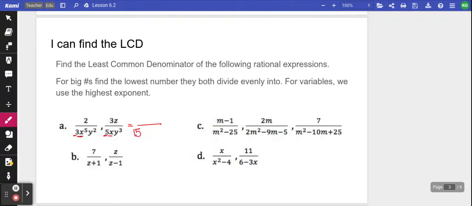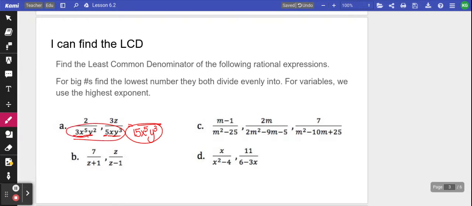X to the 5th and x to the 1st, I'd need to make them both x to the 5th. And y to the 1st, y to the 3rd, they would both need to be y to the 3rd. So that would be my least common denominator for these two fractions.